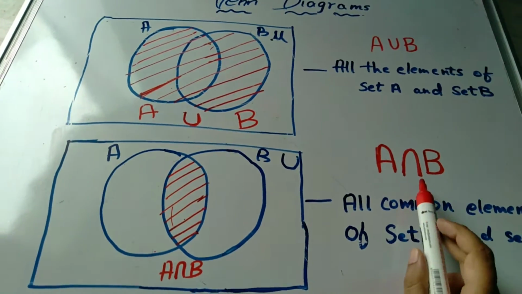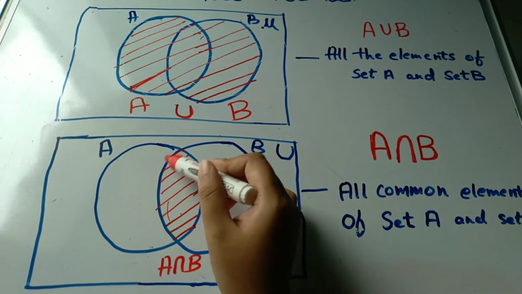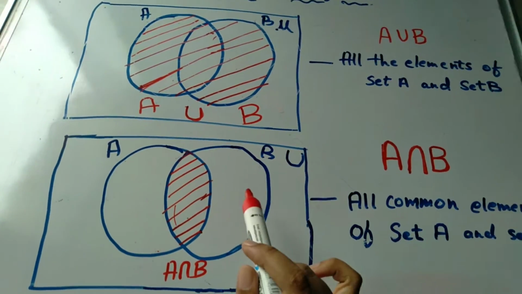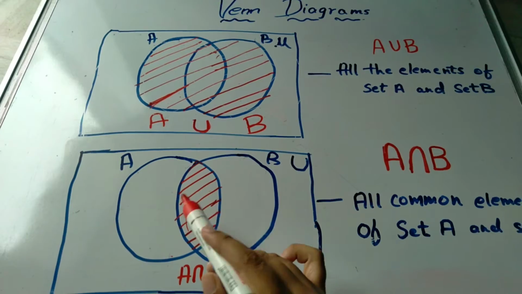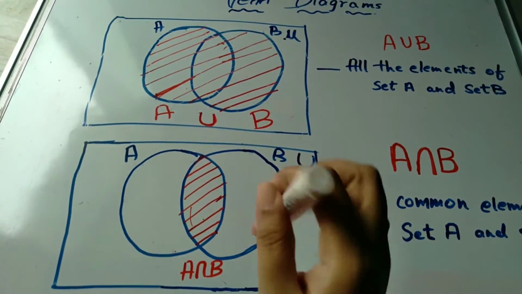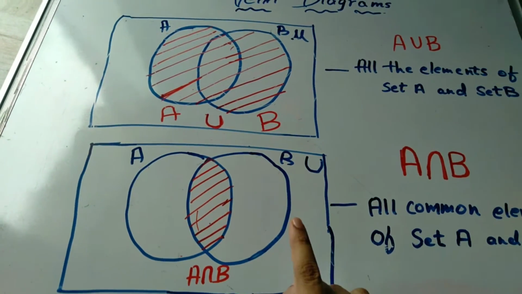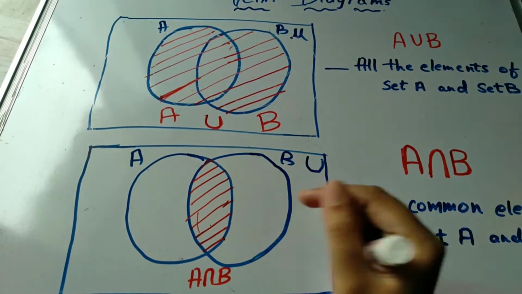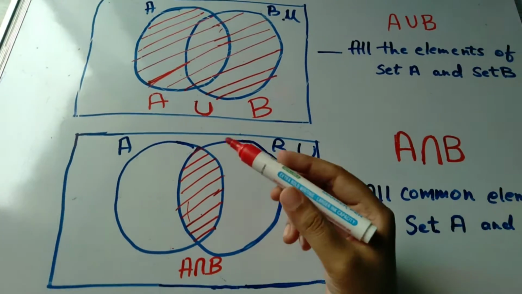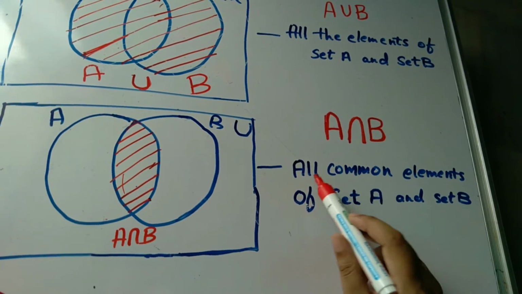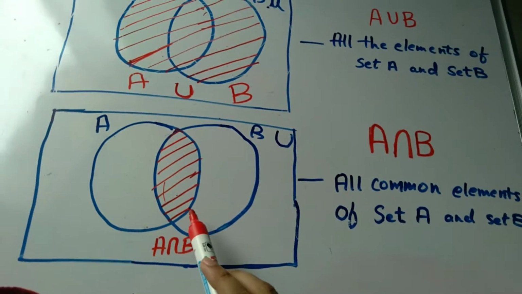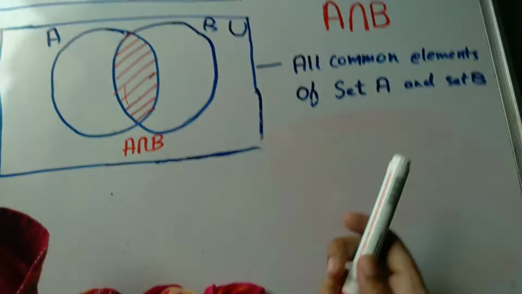A intersection B is the intersection point. You remember this: when two sets overlap with each other, meaning they come into each other, the area in which they are common is known as A intersection B. A intersection B is all the common elements of set A and set B.